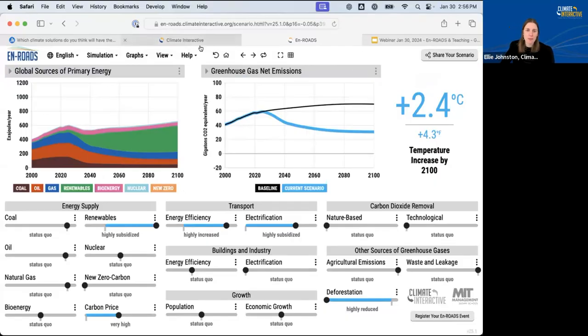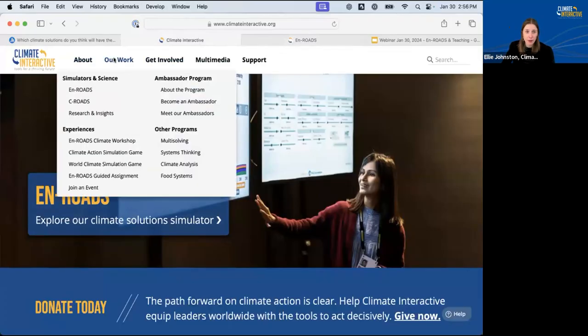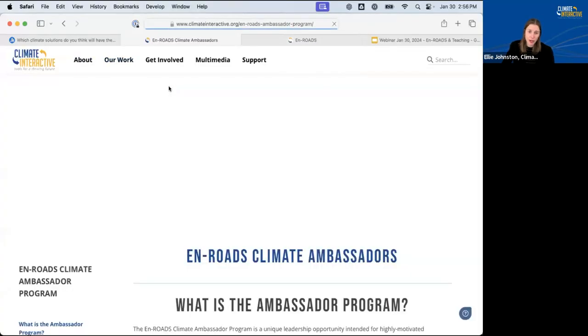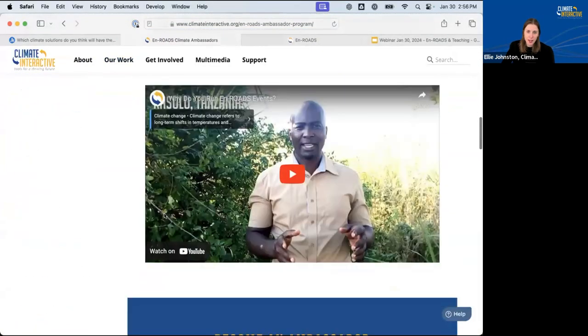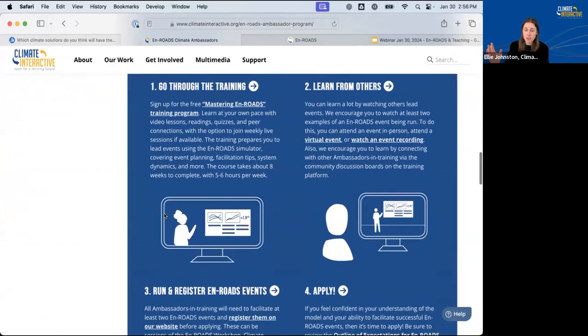Yeah, so I'll just show you all on our website. You can read more about the ambassador program if you're curious. Go under our work, about the program, ambassador program. If I scroll down here, you can see there's a few steps. One, you go through the training, get yourself equipped in the background of En-ROADS, ask for feedback, start running some practice sessions.